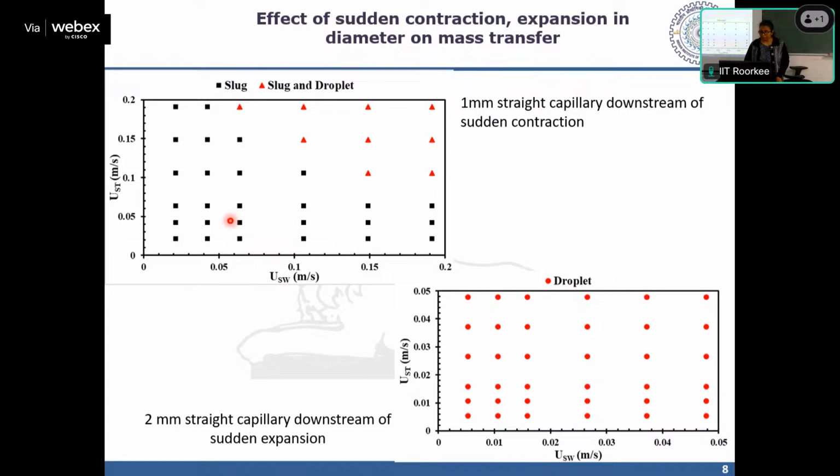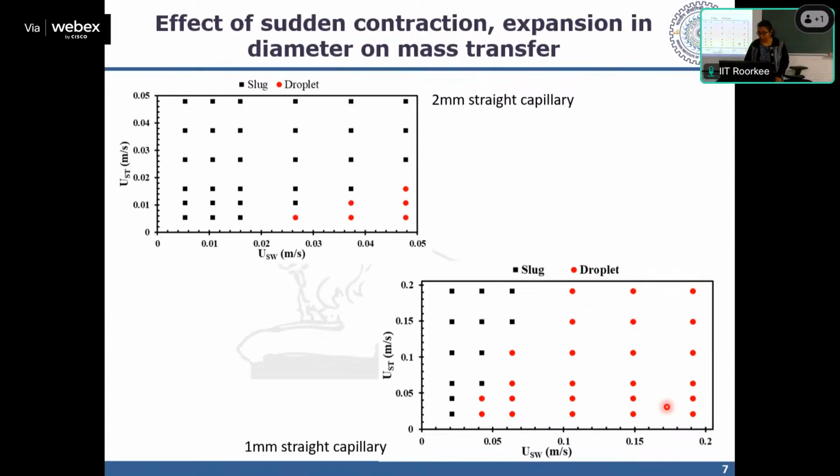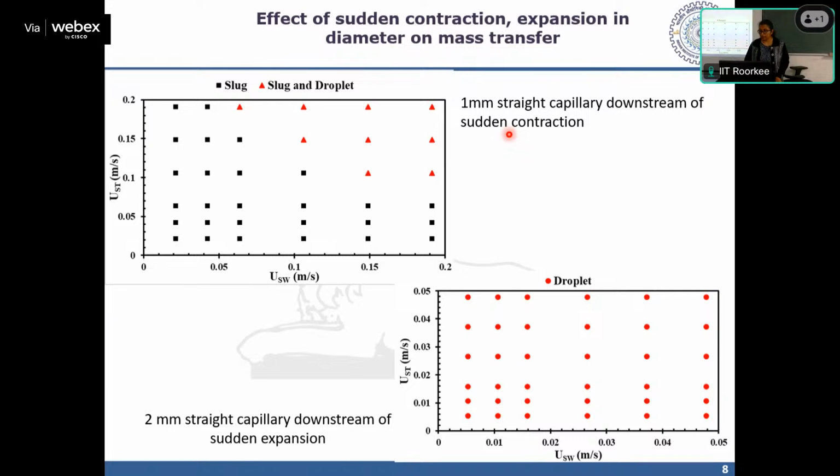Then, this is also a 1 mm straight capillary, downstream of the sudden contraction. So this is also 1 mm, and this is also 1 mm, but this 1 mm is undisturbed, and this 1 mm is placed after a 2 mm diameter pipe. So what is the difference?